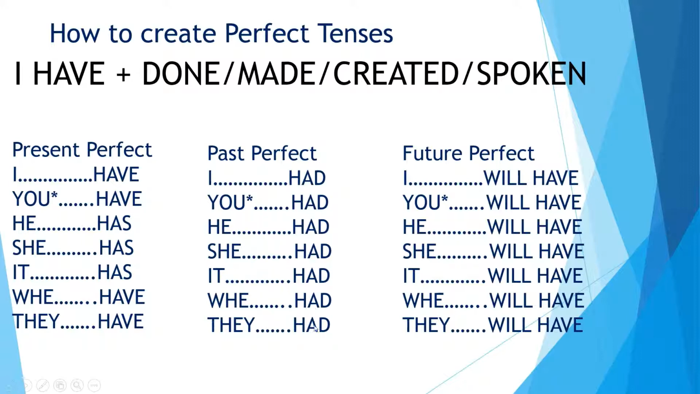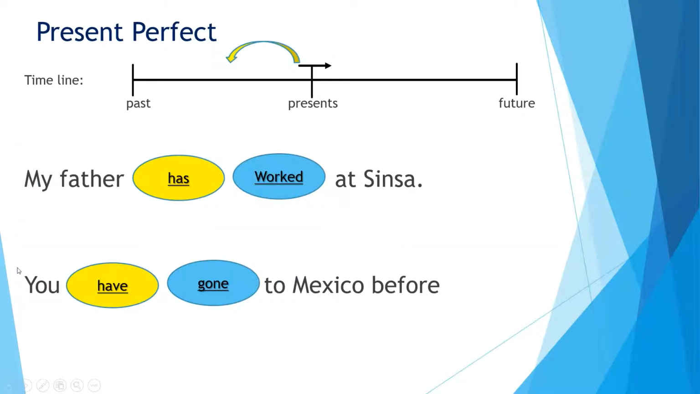Everything is had. And in the future it is even less complicated, or easier, sorry. So right here we have I will have. So will have is my auxiliary to make the future perfect. You will have, he will have, she will have, we will have, they will have. Okay, all of them will have. The only variation is here in the present because we need to change the verb when we are using the third person.